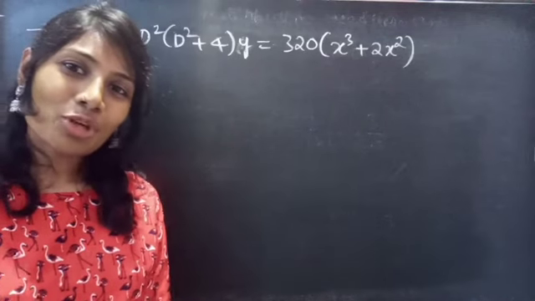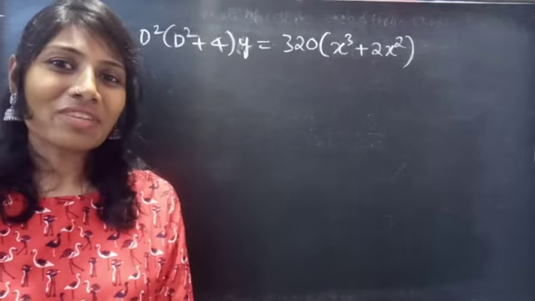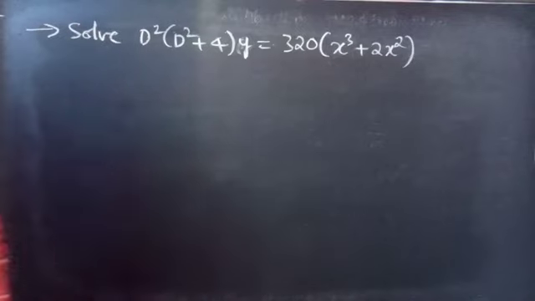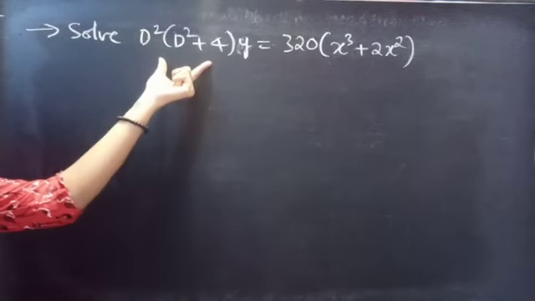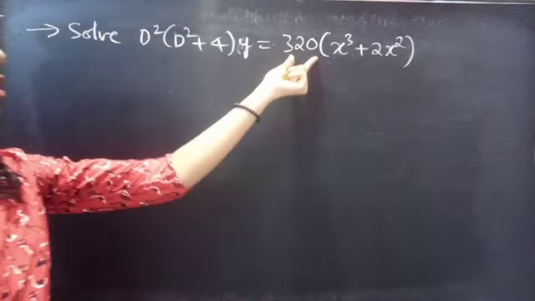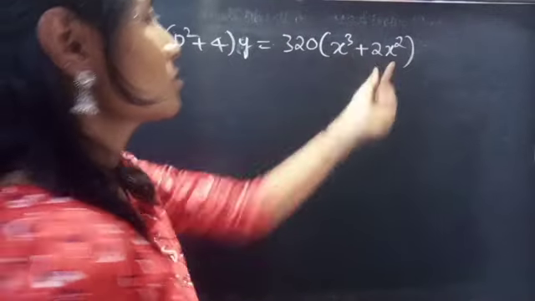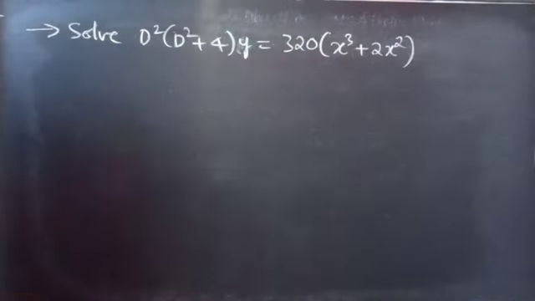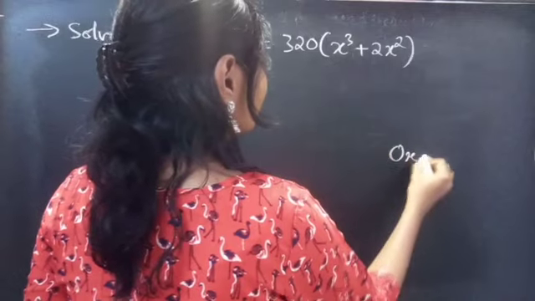In this video, we are going to solve a differential equation from higher order linear differential equation. So let's get going. Problem: D square into D square plus 4 into y equals to 320 into x cube plus 2x square. Firstly, let's find the order and degree of the given differential equation.